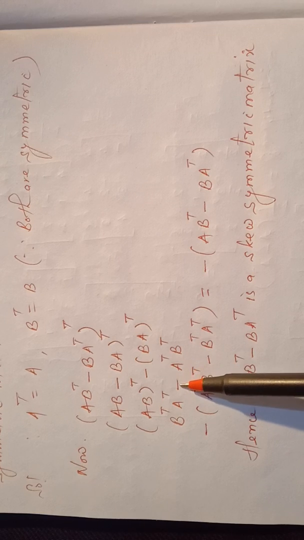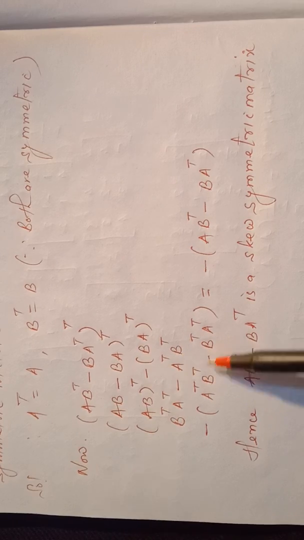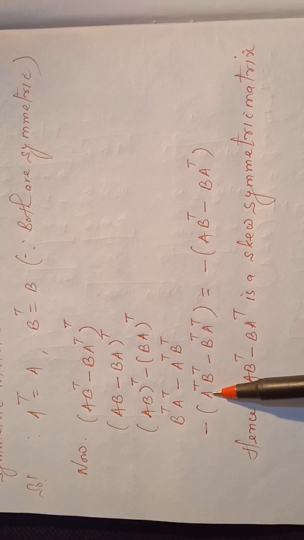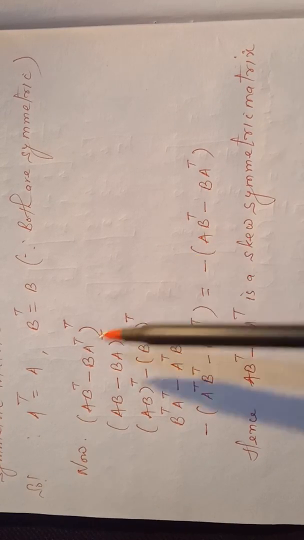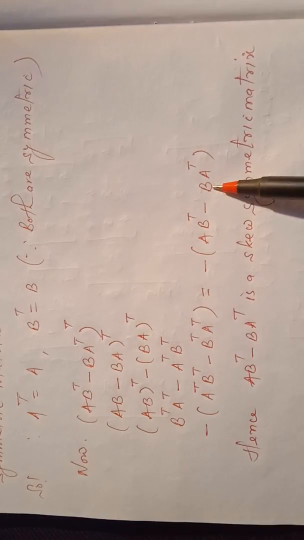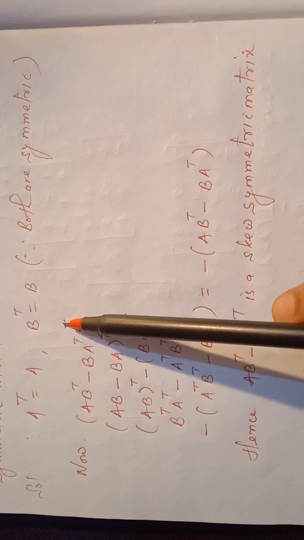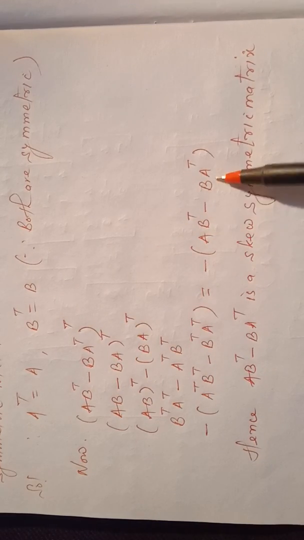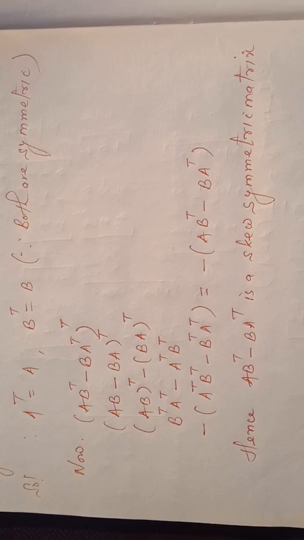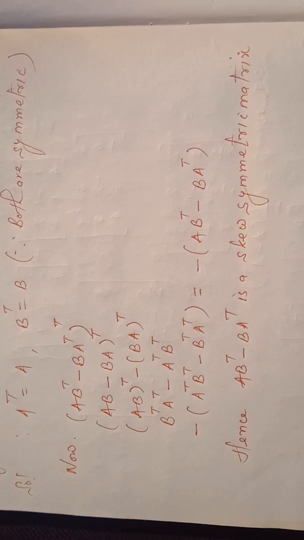Now minus I have taken common, so it is A transpose B transpose minus B transpose A transpose. Again do one thing here, in place of A transpose again write A, and B transpose can be written as B. So finally we are getting the same matrix. So its transpose is negative of the same matrix. So therefore this matrix is a skew symmetric matrix. Now you do one thing, you solve more problems based on transpose of a matrix.